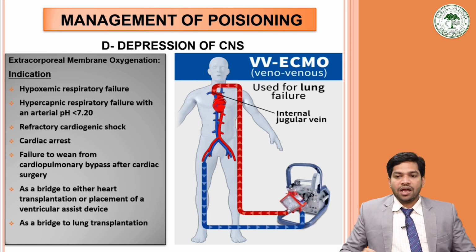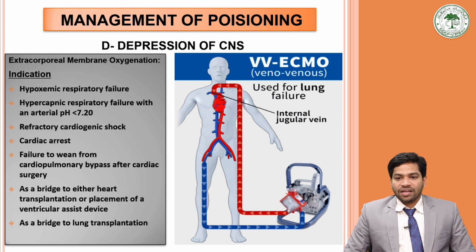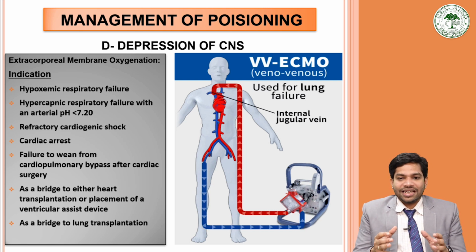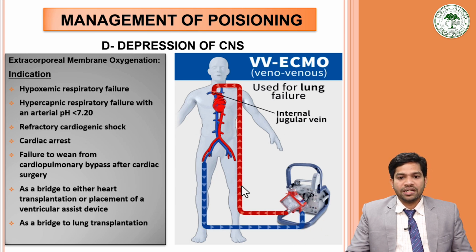Extracorporeal membrane oxygenation is of two main types. One is the veno-arterial ECMO and the other is the veno-venous VV ECMO. In both the modalities, blood is drained from the venous system and is oxygenated outside. As you can see in this picture, blood is being taken out from the iliac femoral vein, and then it is passed through this outside machine that has got oxygenation. Outside oxygenation is done, and the pump is there which will pump it back to the body.